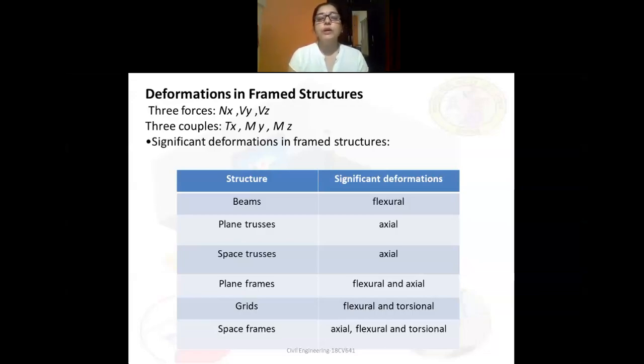So this is very important. Beams are flexural, plane trusses are axial, space trusses are axial, plane frames are both flexural and axial, grids are flexural and torsional, and in the case of space frames it is axial, flexural and torsional deformations.